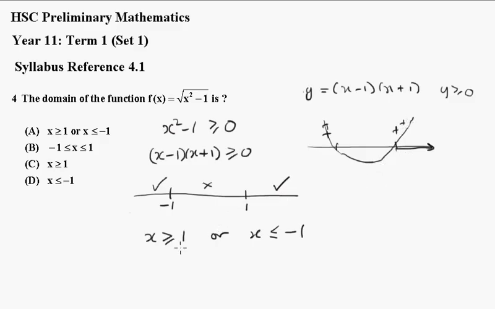And again we get x is greater than or equal to 1, or x is less than or equal to negative 1. So either way is fine. This is a bit quicker once you've done a bit more work on the parabola.